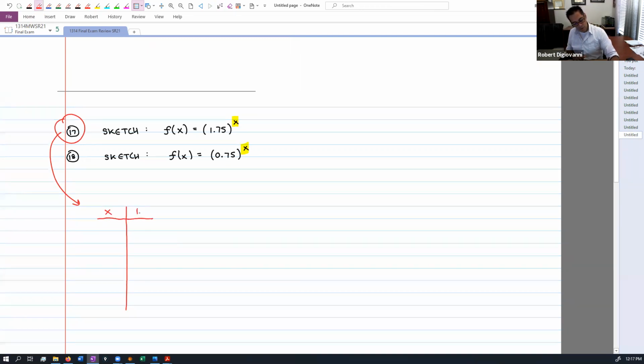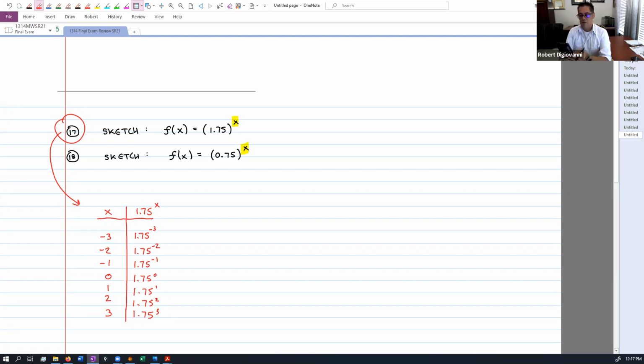Put x here, put 1.75 to the x here, and then we're all going to use the same numbers. We're all going to plug in -3, -2, -1, 0, 1, 2, and 3. So those 7 numbers, you plug those in: 1.75 to the -3, 1.75 to the -2, 1.75 to the -1, 1.75 to the 0, 1.75 to the 1, 1.75 to the 2, and 1.75 to the 3. And you're going to use your calculator for these. So let's see here. 1.75 raised to the x.